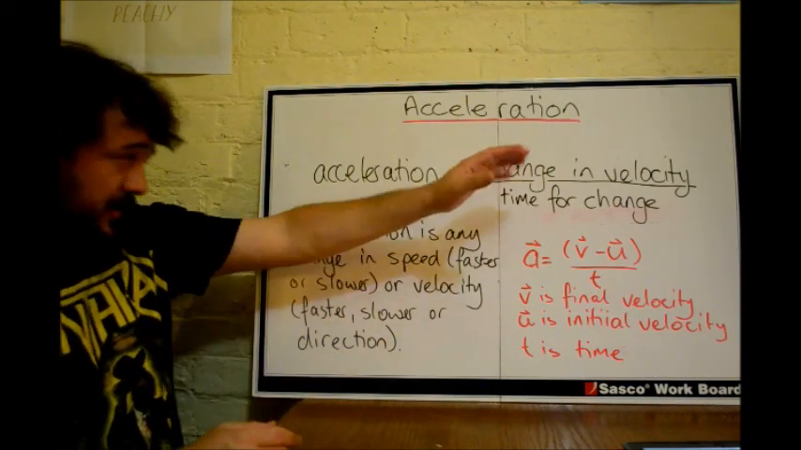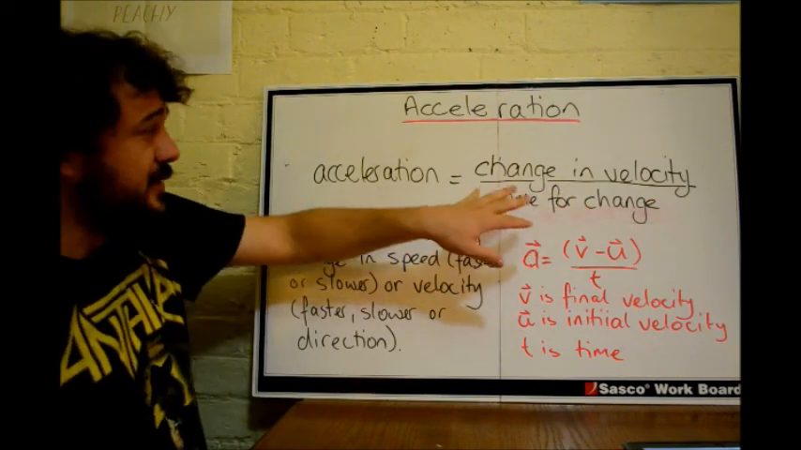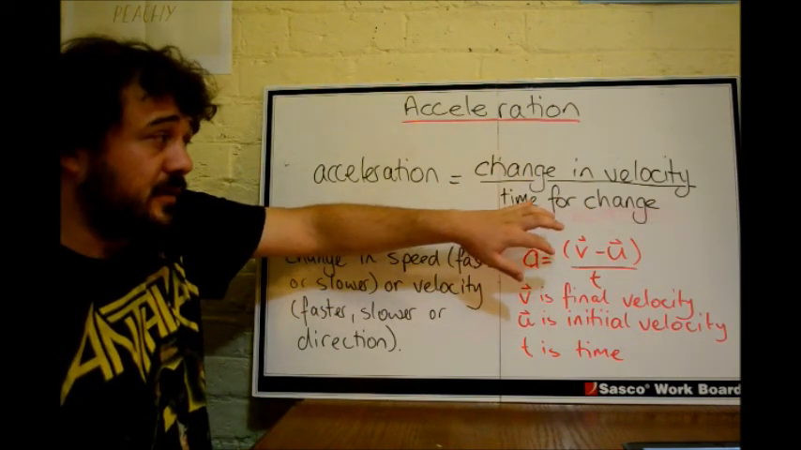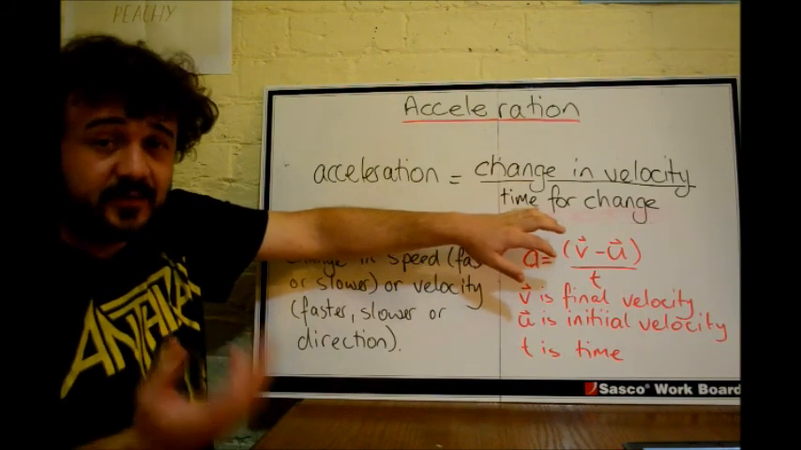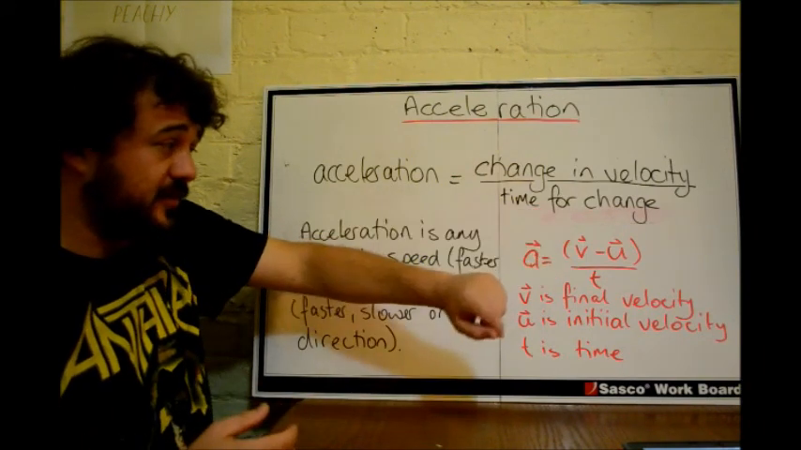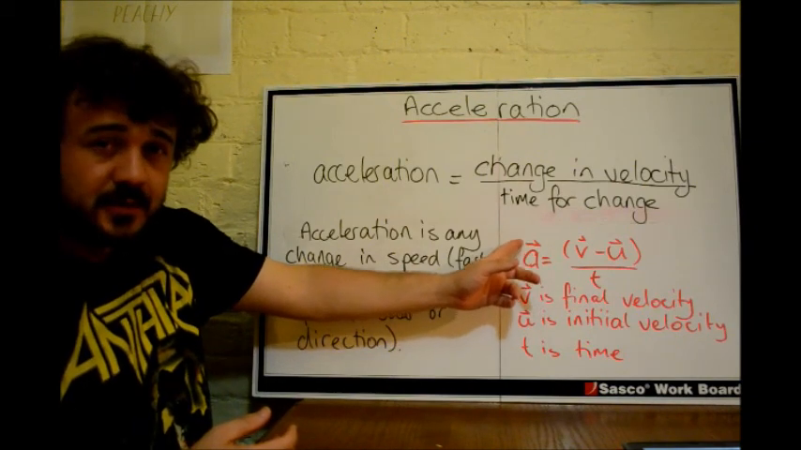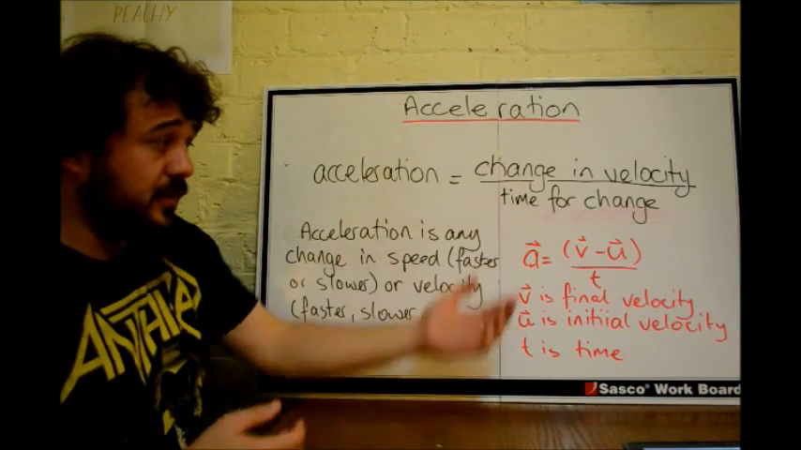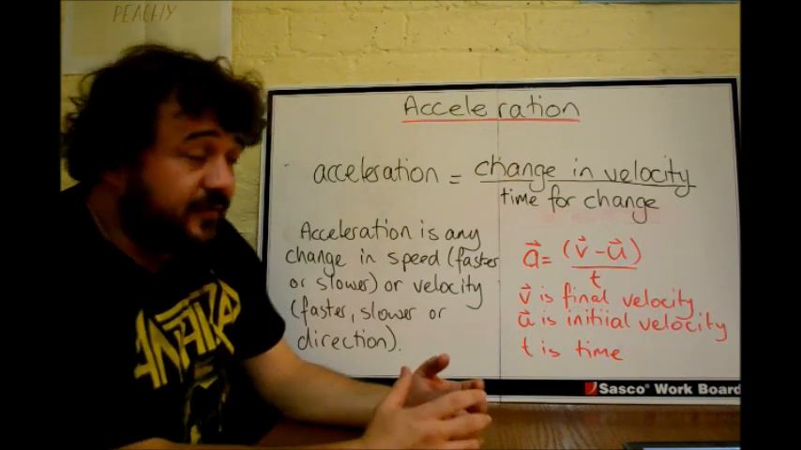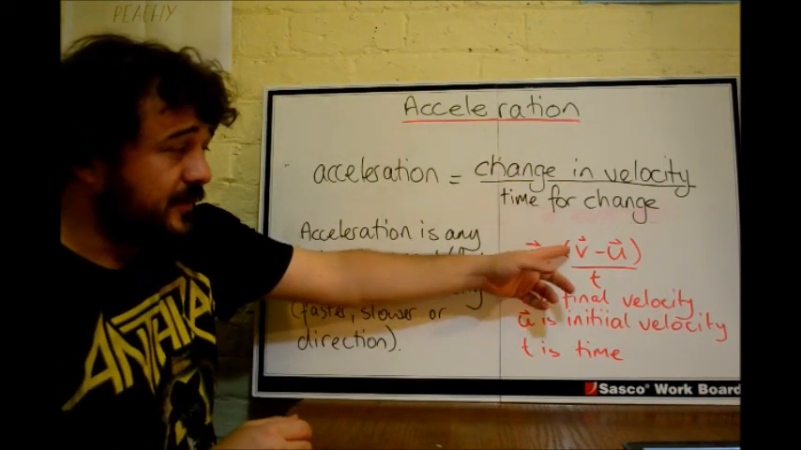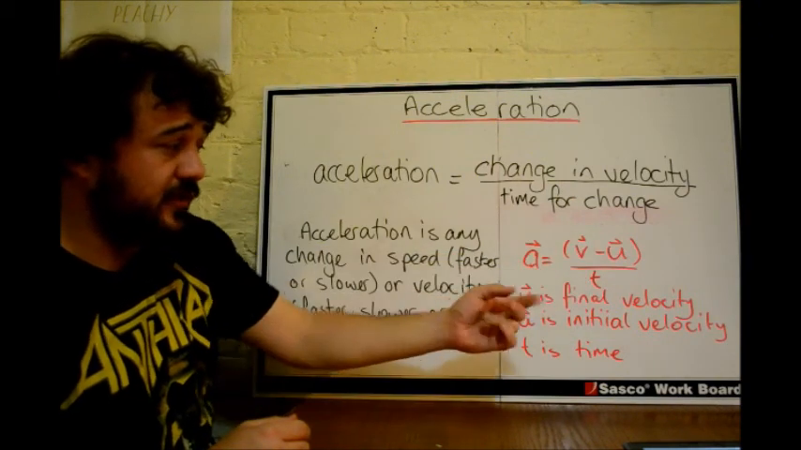Okay, so essentially, acceleration is a change in velocity divided by the time it takes for that change to happen. So we write this like this. Remember it's got the little half arrows above for being a vector quantity. So a equals v minus u over t.